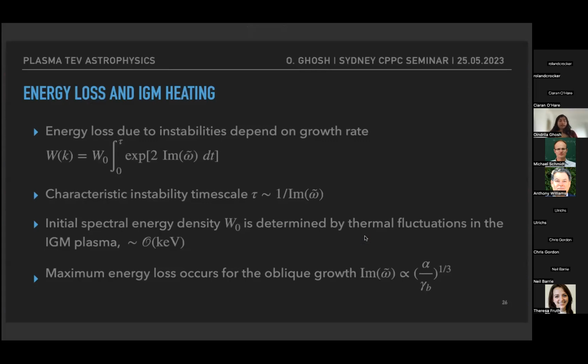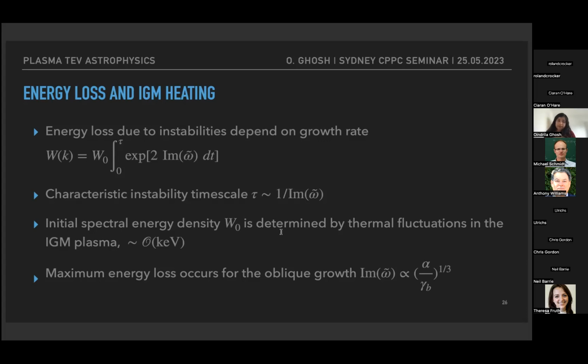So let's recap a bit on how the instabilities lead to energy loss. The energy loss is exponential with regards to the growth rate of these instabilities, and the characteristic instability timescale is given by the inverse of these growth rates. The initial spectral energy density, or you could say even the energy, is determined by the thermal fluctuation in the intergalactic medium plasma, which is of the order of keV or so.